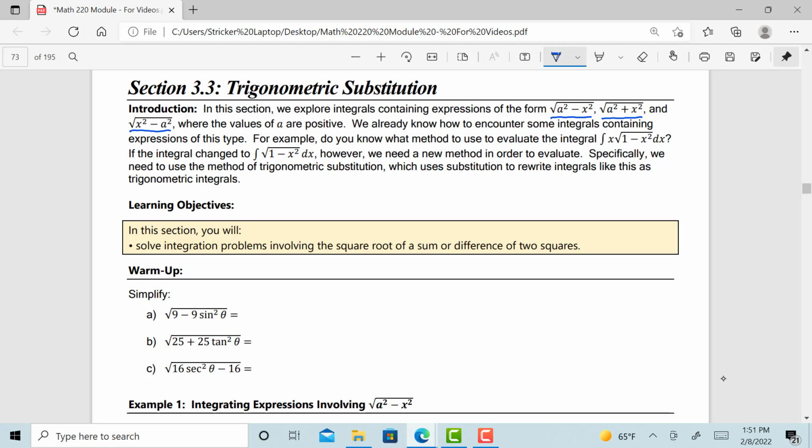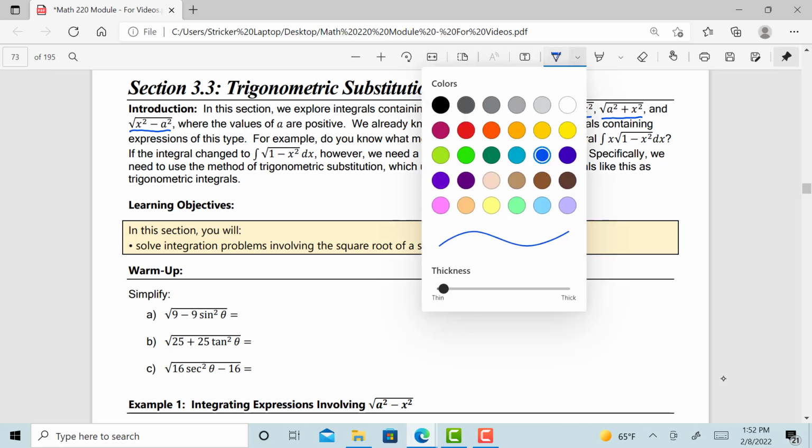And so this section does start out with a warm-up, and it asks you to simplify some square roots that involve trig inside. And so if you can simplify expressions like this, that is kind of part of the battle of this section. You'll notice that those three examples, A, B, and C in the warm-up, they kind of resemble the three different expressions that I underlined up here in the introduction. So let's go ahead and jump in here and start simplifying these.